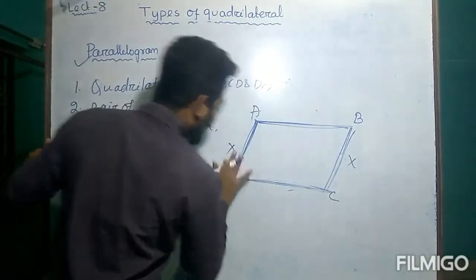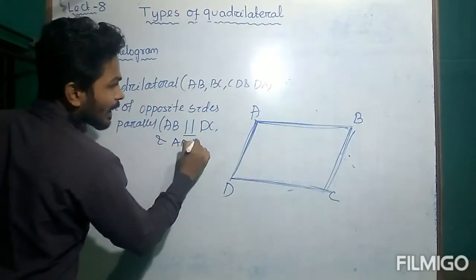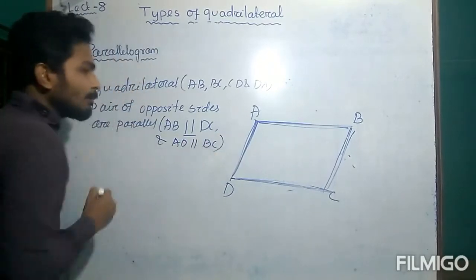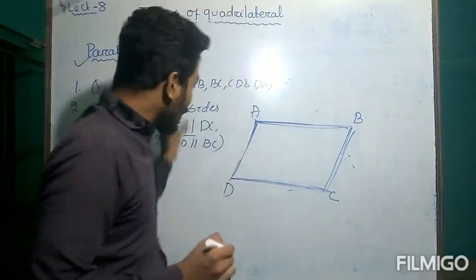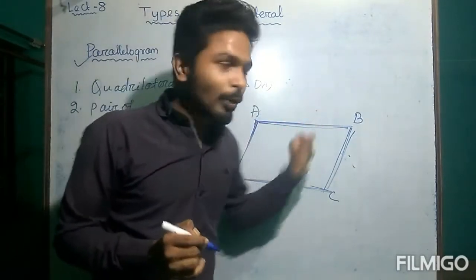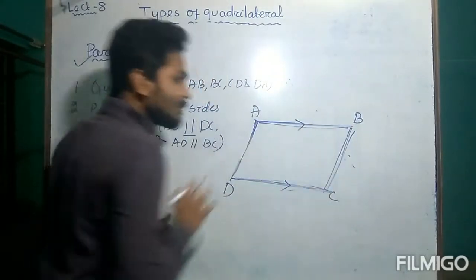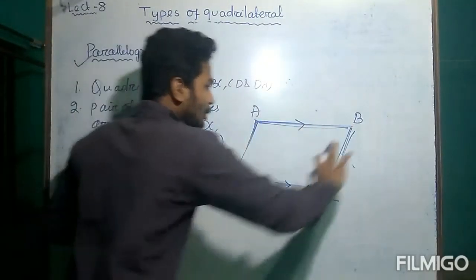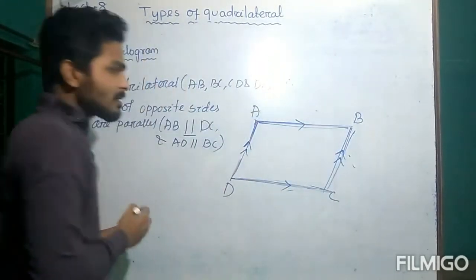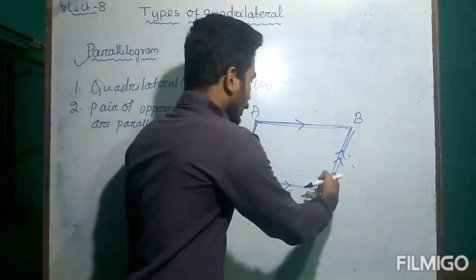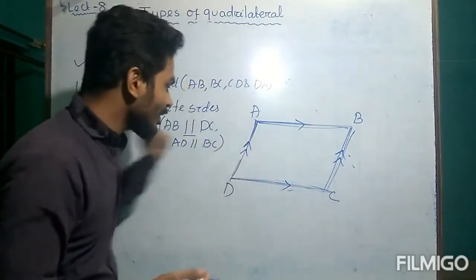And AD also parallel to BC. So write it, AD parallel to BC. If you want to show the parallel in the geometrical figure, we put arrow marks, two arrow marks. So it shows that these two opposite sides are parallel and these two opposite sides are parallel. This is the second condition.